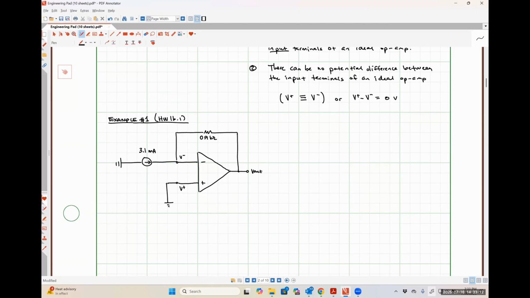So for this first example, I'm going to walk you guys through the process that I tend to employ whenever I'm looking at a negative feedback op amp circuit. So step number 1 is going to be apply op amp rule number 1. All I'm going to do on my diagram here is make a note that no current can flow into my input terminals. That is me applying op amp rule number 1.